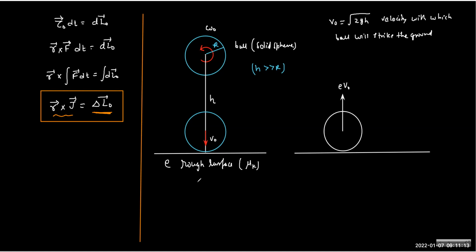And I can say that the J due to the normal direction, the J N, will be m V naught into 1 plus e, if you remember the J N part. So this is the change in momentum. You just find the change in momentum in the vertical direction. That is equal to the impulse due to normal. This is the impulse of normal.